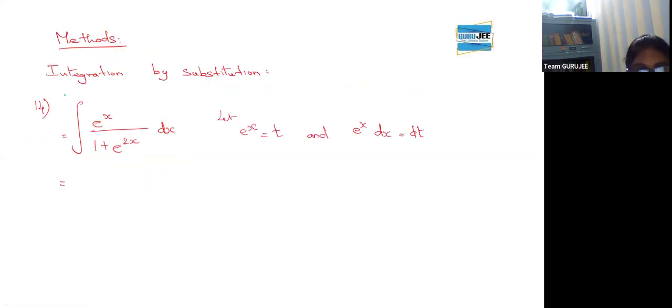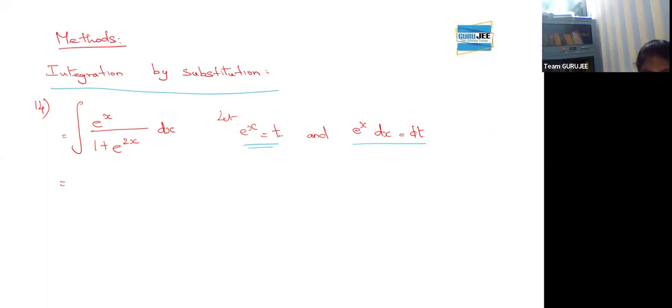Next one, first method for integration, substitution method. As the name says, see the question, integrand e power x divided by 1 plus e power 2x dx. This is the first method under integration by substitution. e power x is equal to t and e power x dx equal to dt. We have to take likewise.